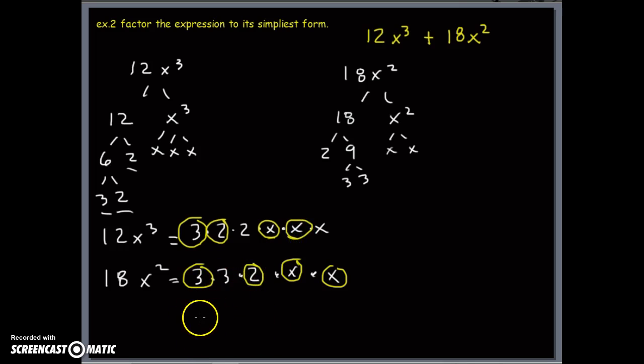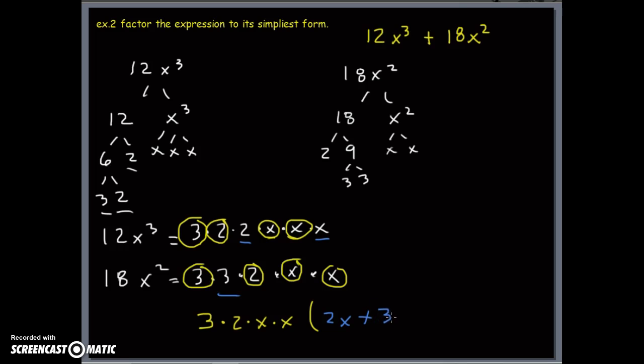So when we do that, what we have on the outside is 3 times 2 times x times x, and I'm going to simplify this multiplication, just showing you that's how you pull it out. And then in parentheses, for 12x to the third, what's left is a 2 times an x, so we've got 2x left in here. And then for the 18x squared, we've got just a 3, so plus 3.